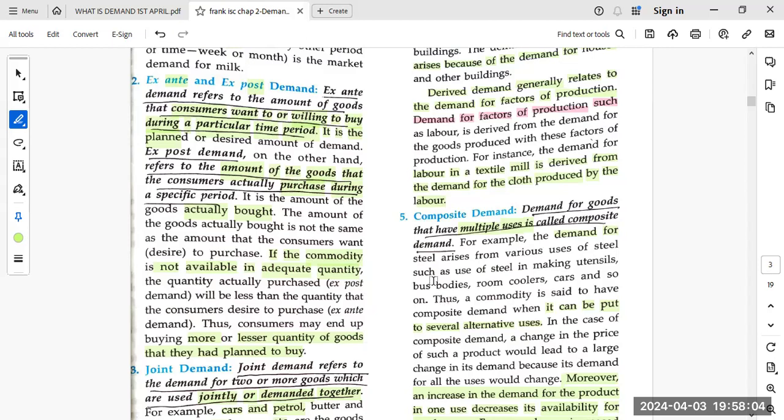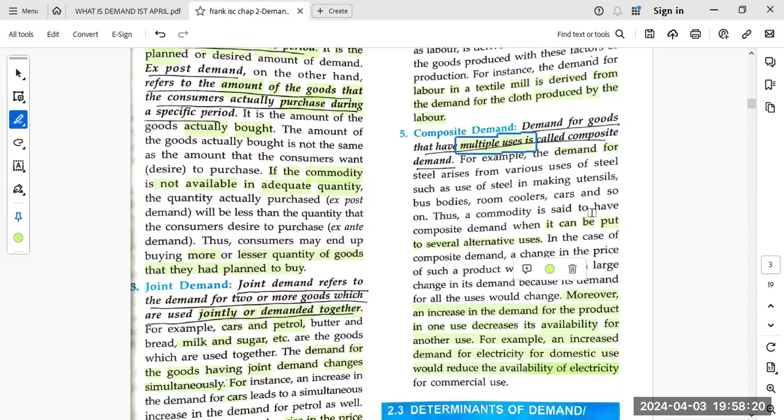Joint, you're demanding it together. Derived, the keyword is factors of production. And composite, the keyword is multiple uses. Thus a commodity is said to have a composite demand when it can be put to several alternative uses. Several alternative uses means multiple uses, when you can use that same thing for multiple purposes.